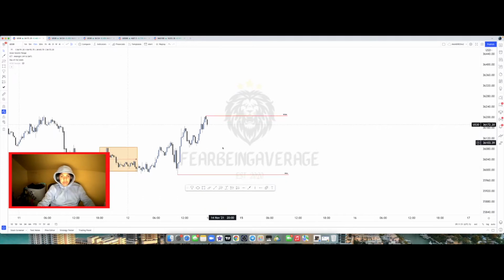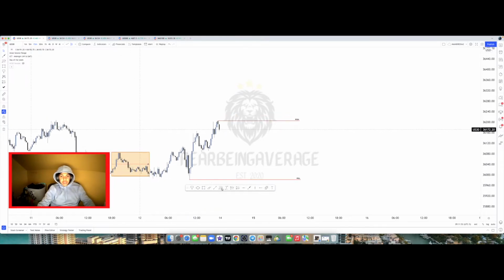So the next thing I'm going to do, since I'm looking for pullbacks, what am I going to do? I'm simply going to pull my fib from this low down here to the high. So this is currently the range in which price is trading inside of right now, from this low at 36,000 all the way to this high up here.